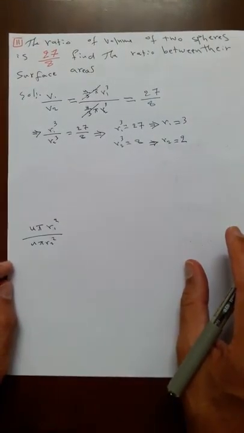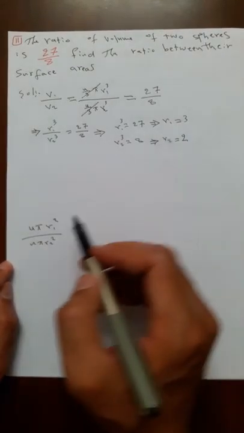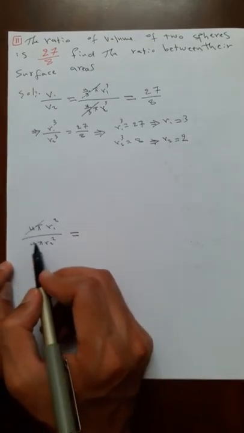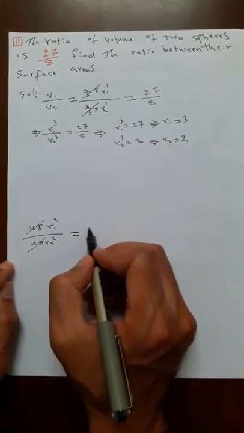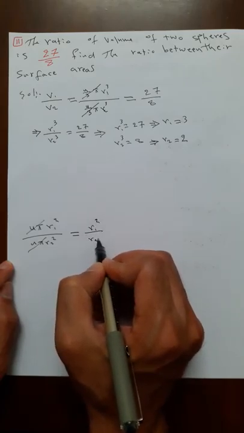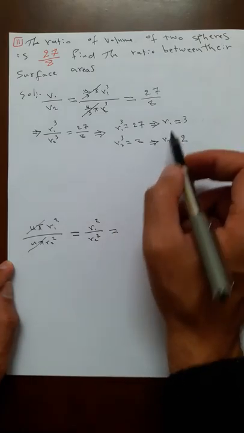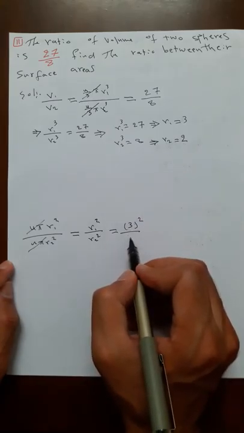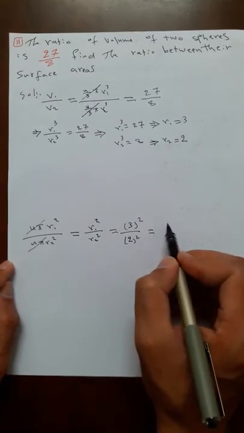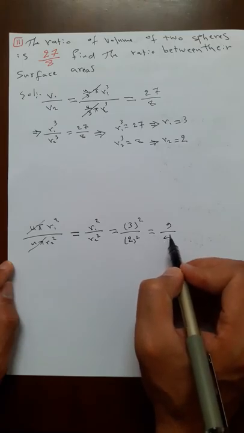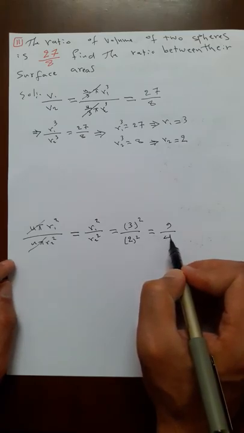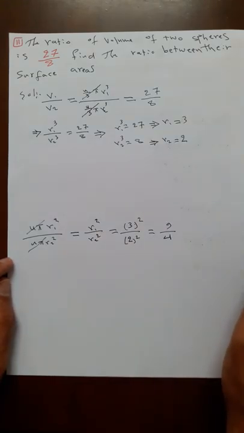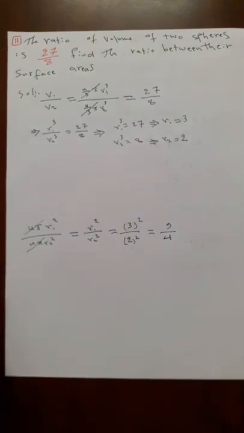Now, I will substitute the values of R1 and R2 in this relation. 4 pi with 4 pi is deleted. So this is equal to R1 square divided by R2 square. And R1 is 3, so 3 square, divided by R2 square. R2 is 2, so 2 square. And this is equal to 9 divided by 4. This is the ratio between the surface area of the spheres.